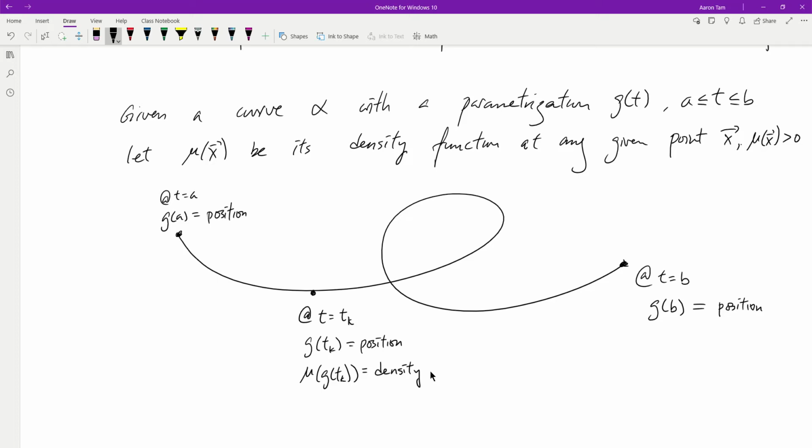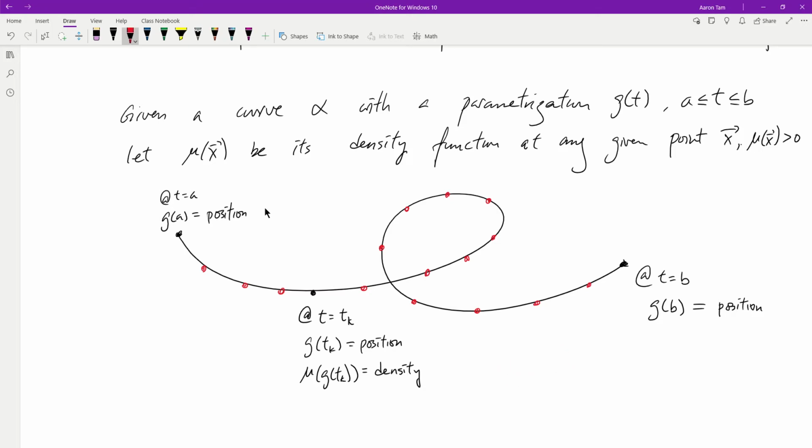Well, simple. This is what we do. We subdivide this curve by putting in different dots. So I'm going to make some random dots, and I'll make t sub k one of them. And then at each of these dots, what I'm going to assume is the following: I'm going to assume the density between two consecutive dots is exactly the same.